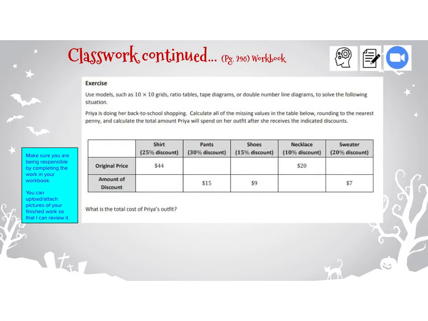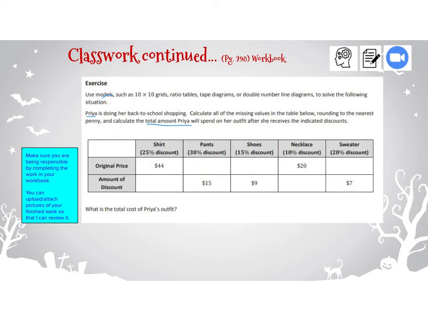Then let's look at this next exercise. This is kind of a two-part problem, because it's saying that I have to use some models to solve these problems. Priya is going to go shopping for her back-to-school outfits, and we have to calculate the missing numbers. She sees all these sales and the discounted amounts, and then we have to find out the total amount she spent on the outfit. So we'll need to do that calculating too.